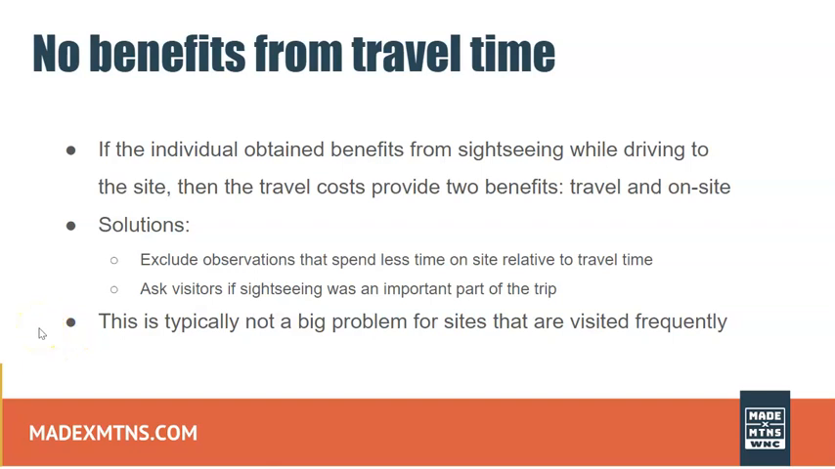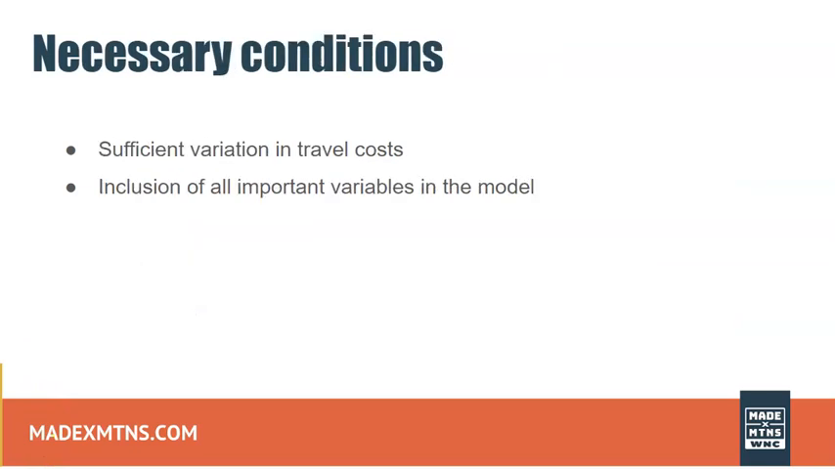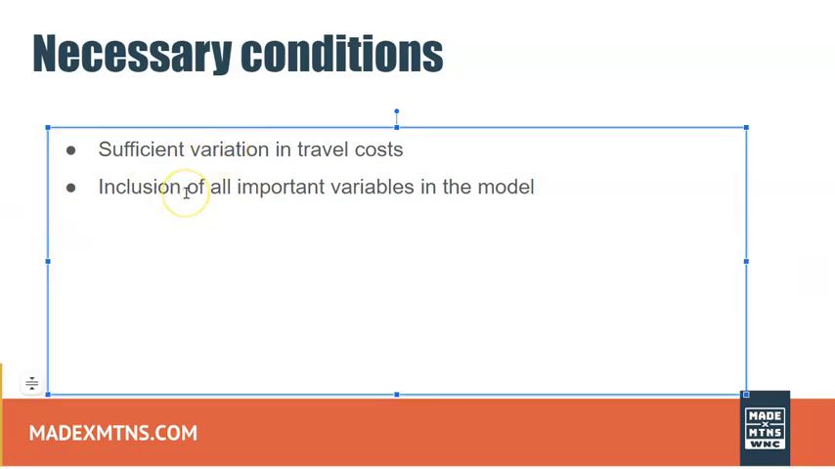So the idea there is if you drive someplace several times a year, you know what you can see outside the window, and so the travel time is probably more of a cost. And then there's a couple of necessary conditions so that the travel cost method estimates an accurate demand curve. You need sufficient variation in travel cost, and you need to include all of the important variables in the model.